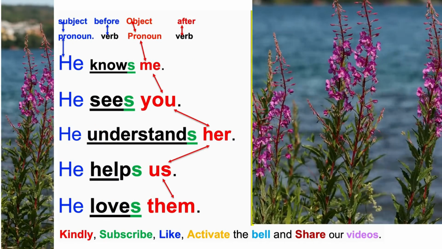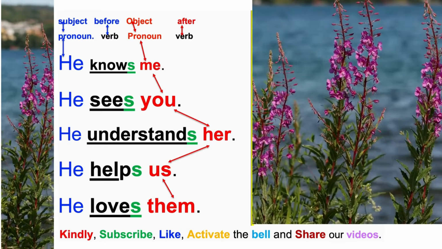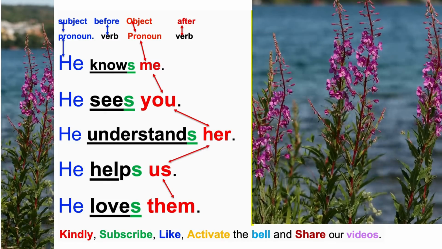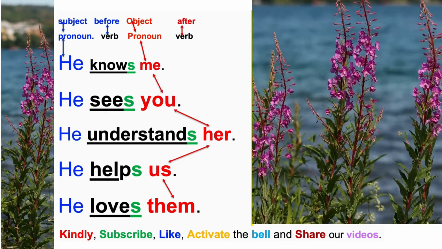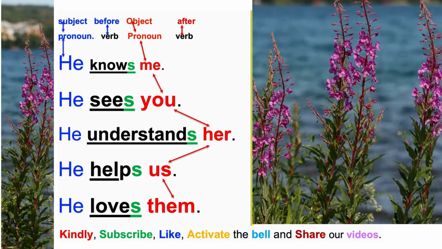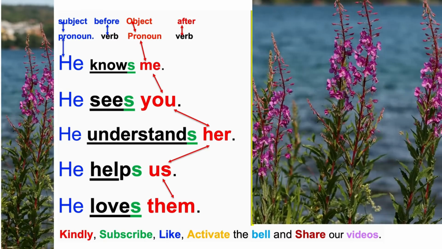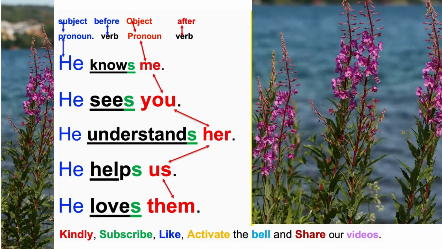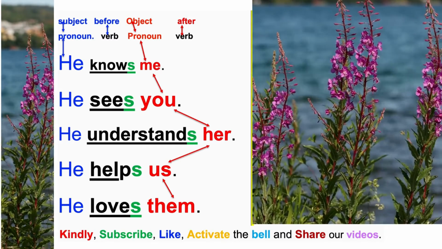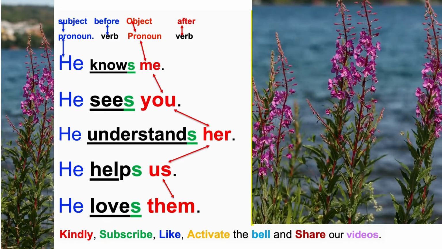Now the subject pronoun is he. He knows me. He is subject pronoun because always comes before the verb, and me is object pronoun. So in this slide we are going to see all the object pronouns, but with just he as a subject pronoun. He knows me. He sees you. He understands her. So can we say he understands she? No, it's not correct, because she comes before the verb and not after the verb. So if you want to say she after the verb, use her.